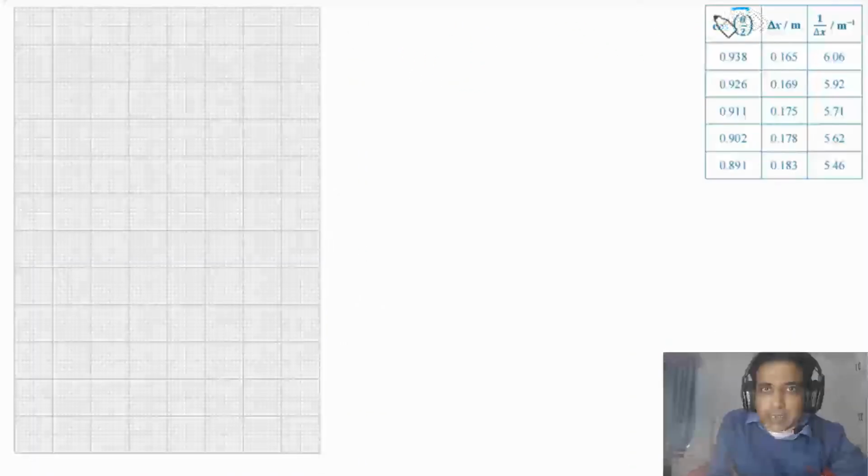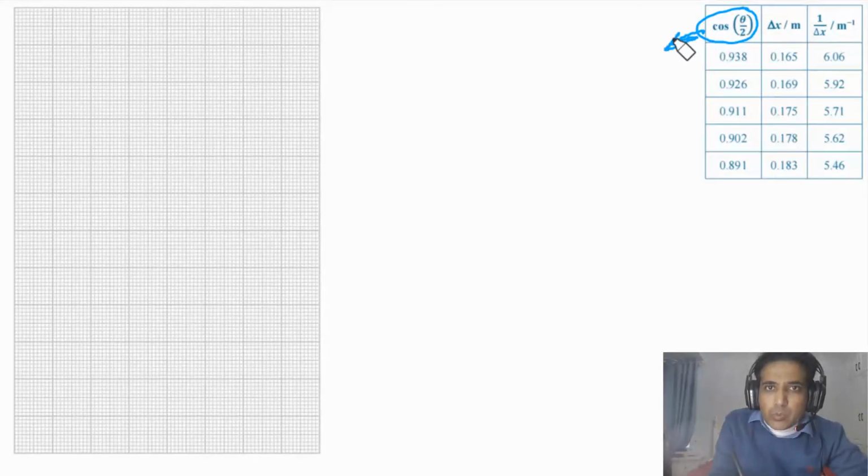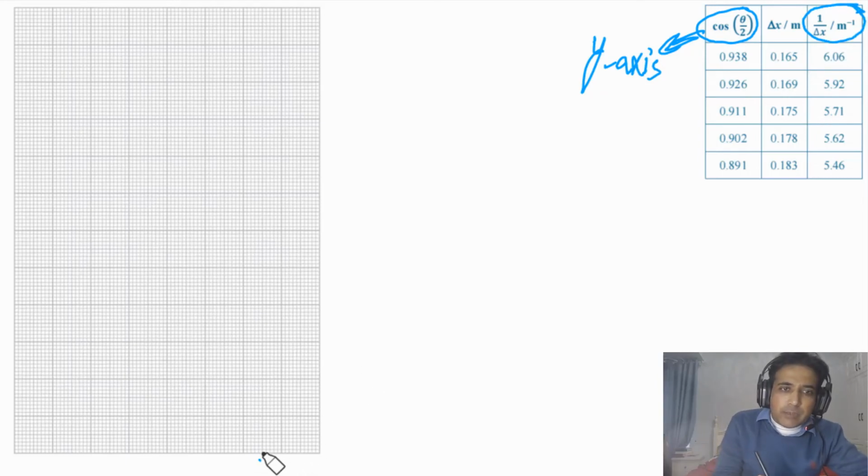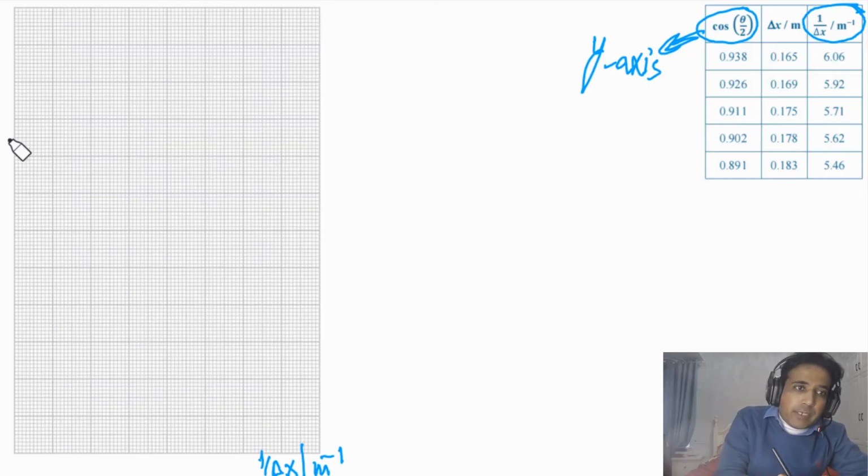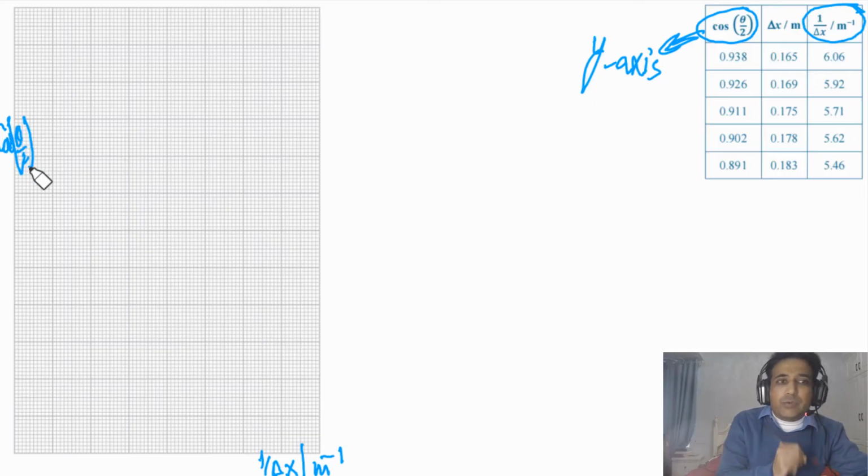Now we need to sketch cosine theta by 2 on the y-axis. So this quantity has to be on the y-axis and this quantity has to be on the x-axis. First of all, we can label these axes. We can say 1 over delta x, unit of this one is per meter. So we have to write the unit as well. And cosine of theta by 2 has no unit, so we can say cosine of theta by 2, it has no units. So first of all, we can label the x-axis and y-axis.